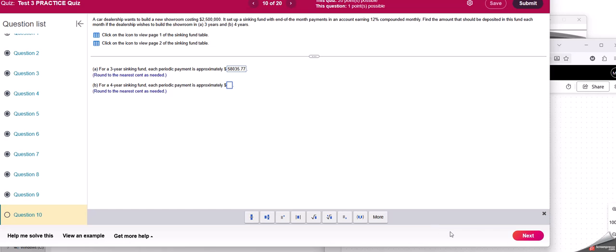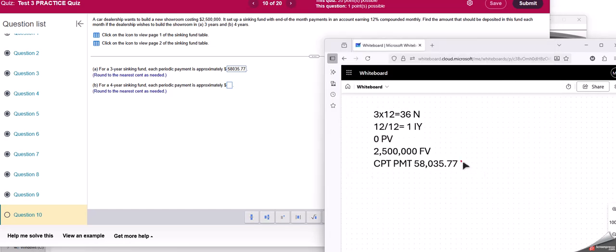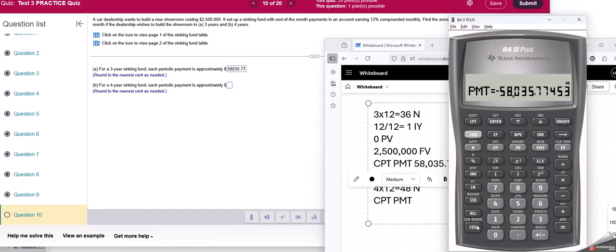And then what if we go 4 years? So again, when we have those ones and we're making a comparison, the nice thing is all we have to do is change our N. I'll just come down below it. All right, so then 4 years, 4 times 12 gives us 48 as our N, and then we're going to recompute that payment. So 48 is our N, and then compute the PMT.